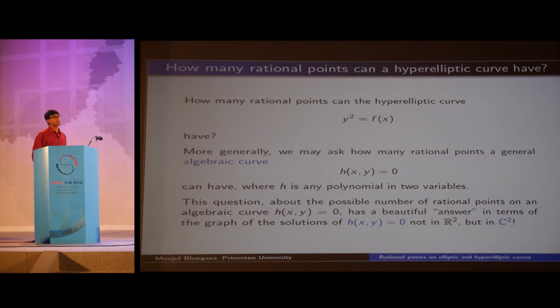So this question about the possible number of solutions to h of x,y equals 0, in other words, the possible number of rational points on an algebraic curve, turns out to have a beautiful answer in terms of the graph of the solutions of h of x,y equals 0. But we have to do this graphing not in R², but in C² in order to state this answer. And so that's what I want to tell you first.